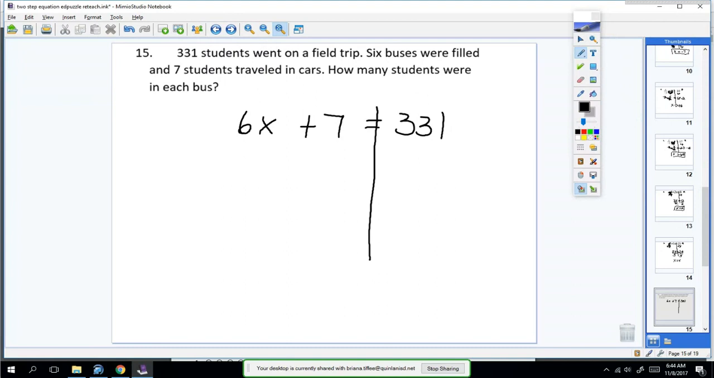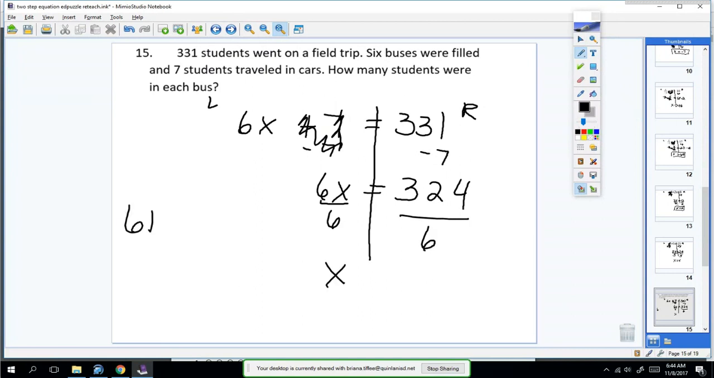So you're going to draw your line. You got a left side. You got a right side. So you subtract 7 from both sides. This cancels out. Bring down the equal sign. This is 6x. We're going to do 331 minus 7. Well, 331 minus 7 should come out to 324. So then you're going to divide by 6 on both sides.